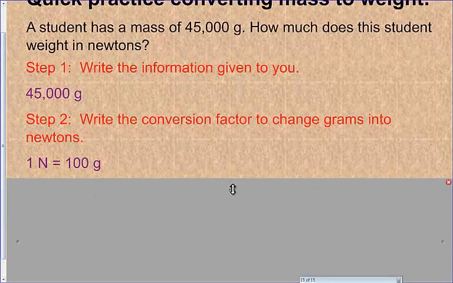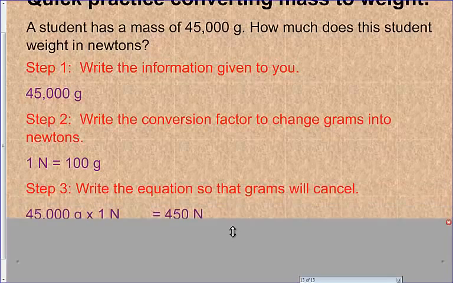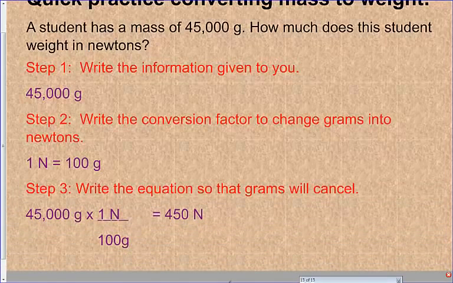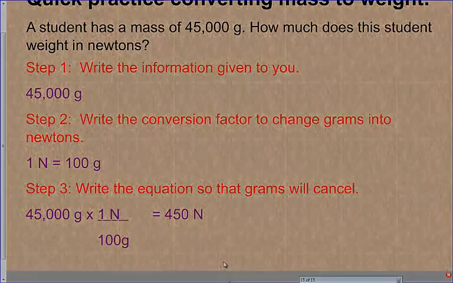You go ahead and plug it in, canceling out the grams, write the equation, 45,000 grams times 1 over 100 grams, and you do this so your grams can cancel out, one in the bottom and one in the top. So that's how you arrange it. 45,000 divided by 100 gives you 450 newtons. So this student will weigh 450 newtons.